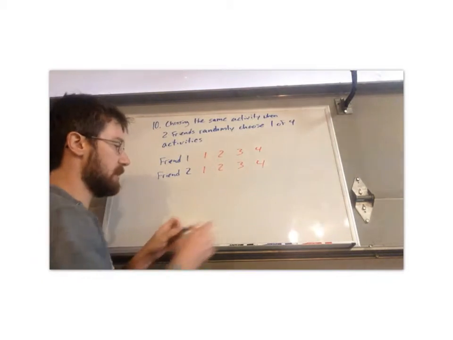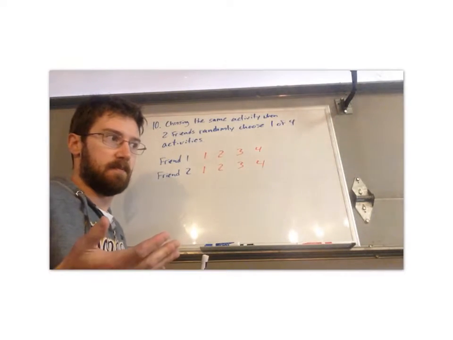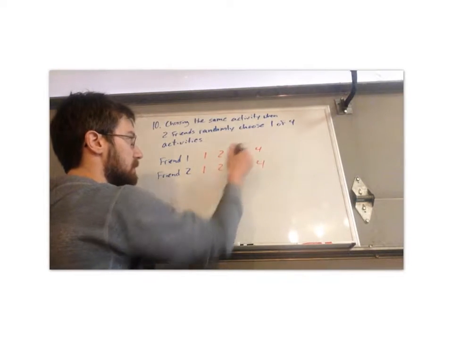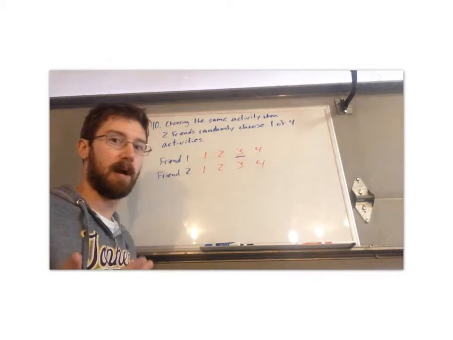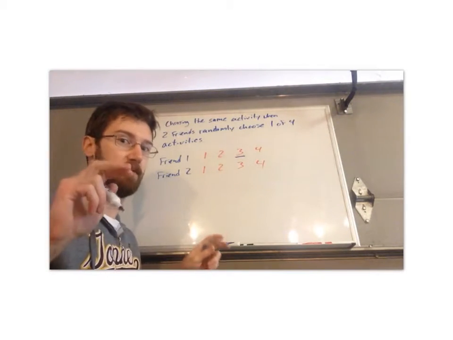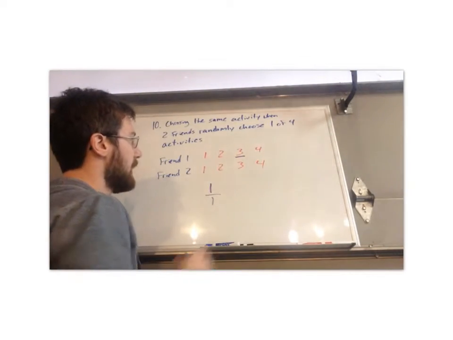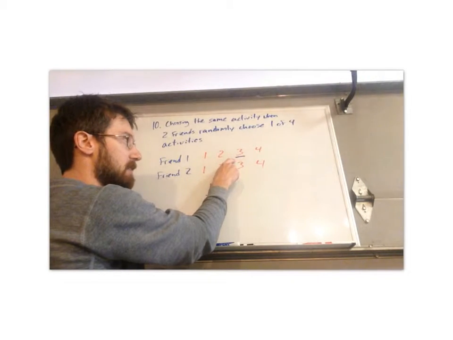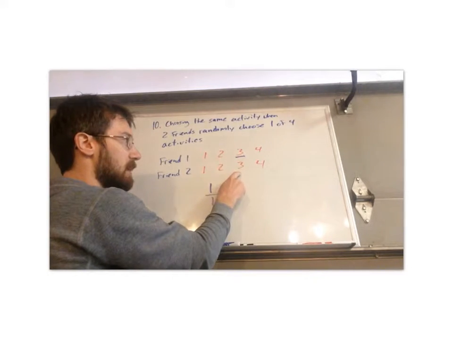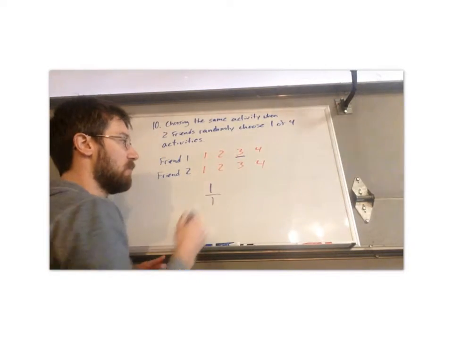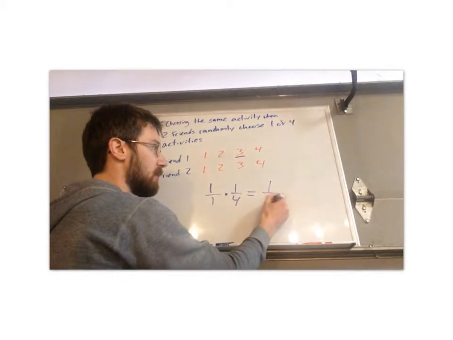So the situation is this. We got friend 1 is going to pick from one of 4 events, right? Let's say that he picks a 3, okay? Now, he has to choose one of these events. So really the probability of him choosing an activity is 1 out of 1, or 4 out of 4. Now that he's chosen that activity, the second friend has a probability of choosing the same activity of 1 out of 4. And so it's 1 out of 1 times 1 out of 4, which is 1 out of 4.